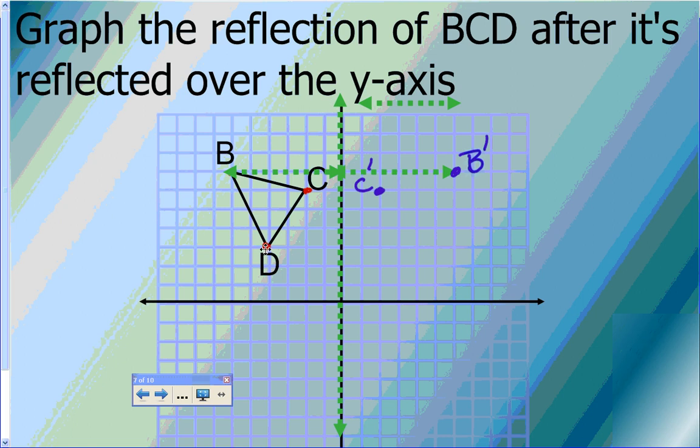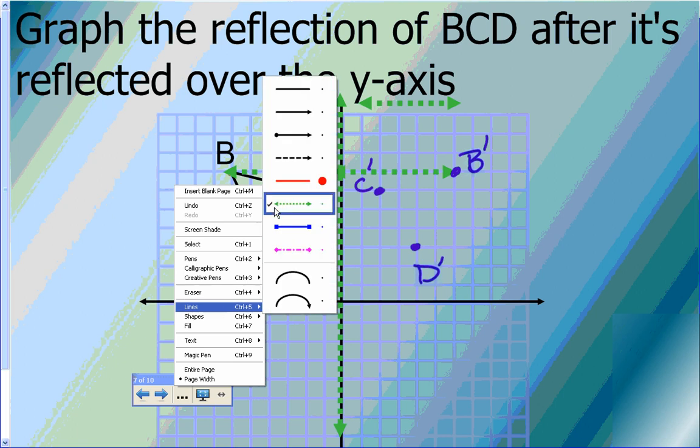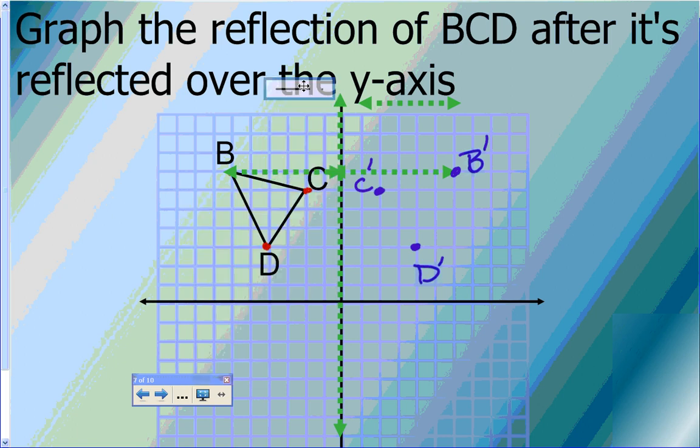Point D, my last point, is 1, 2, 3, 4 units away from the line of reflection. So make it 4 units away over here. 1, 2, 3, 4. That's D prime. And now all I have to do is reconnect the dots, and I will have the reflection of that triangle. So connect all of these dots together, and that's my reflection of BCD.